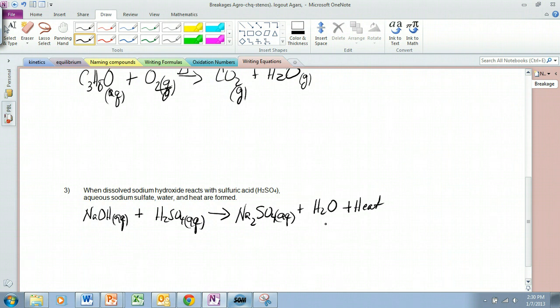So hopefully that is enough to get you started on taking word equations and writing them. As you can see, I did not balance any of these. That will be in our next lesson.